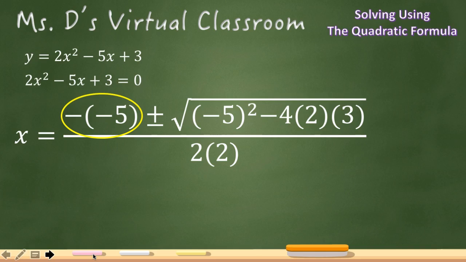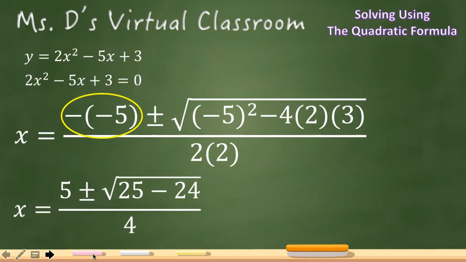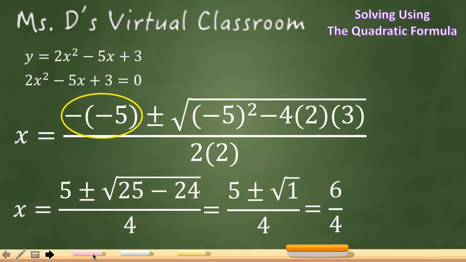Now simplify the equation and get x equals 5 plus or minus the square root of 25 minus 24 all over 4. This becomes 5 plus or minus the square root of 1 all over 4, which is 5 plus 1 over 4, or 6 over 4, which reduces to 3 over 2. Our other solution will be 5 minus 1 over 4, which is 4 over 4, and that equals 1.